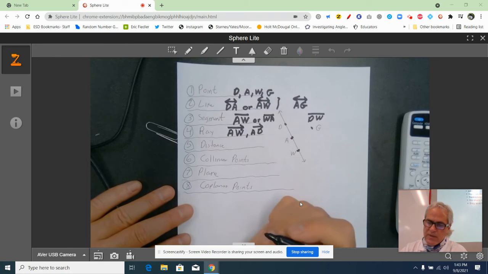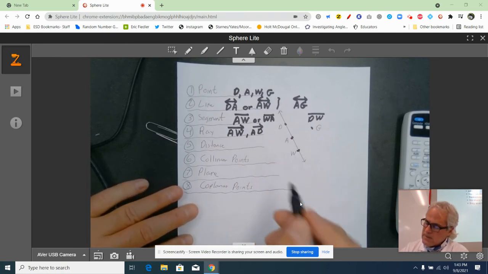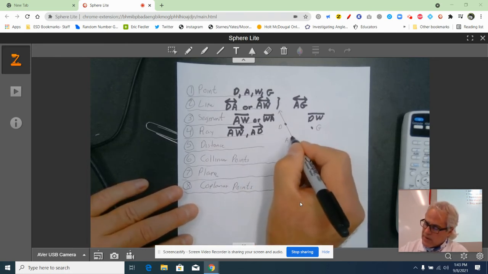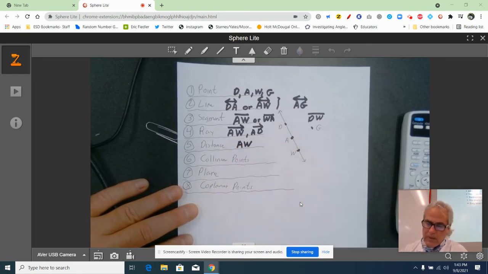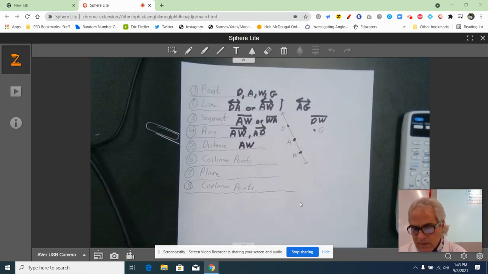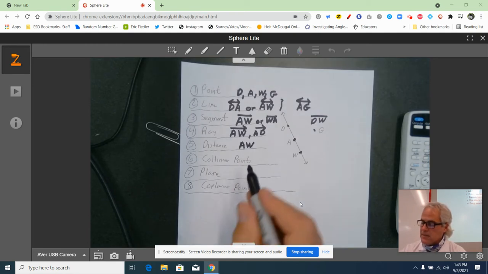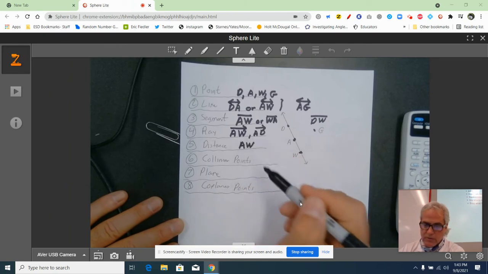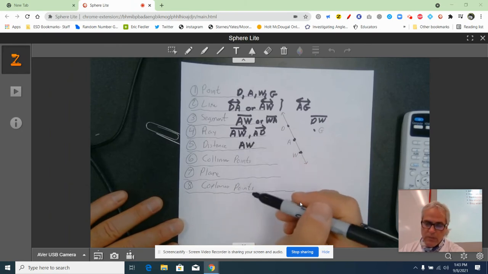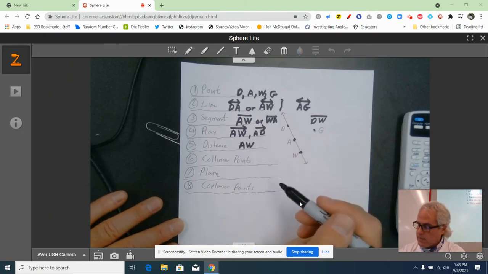Now, here's something that we haven't talked about in class yet, and I did see this as answers to some of the questions that I've asked in class. Let's say I just wrote this, AW. That's not a line. It's not a ray. It's not a segment. What it means is the distance from A to W. You'll start seeing this notation soon. So if there's no symbol, it means the distance from A to W.